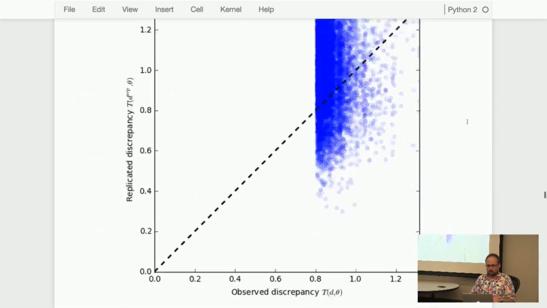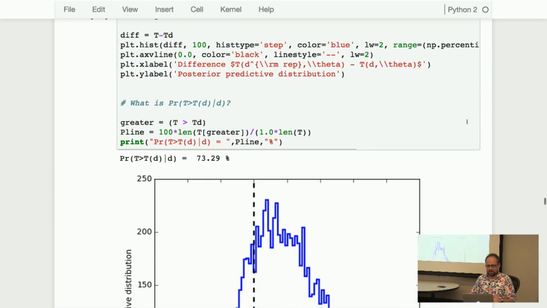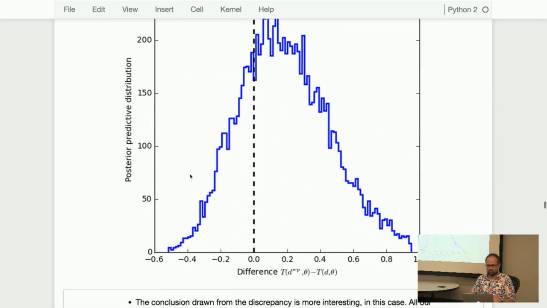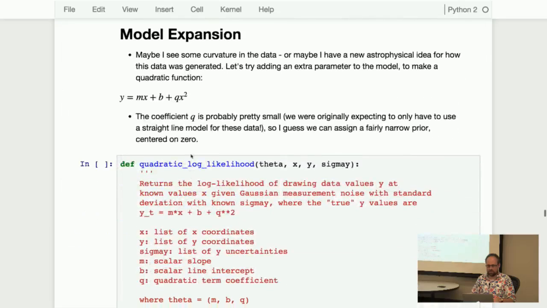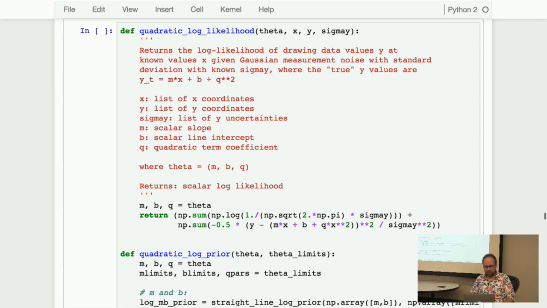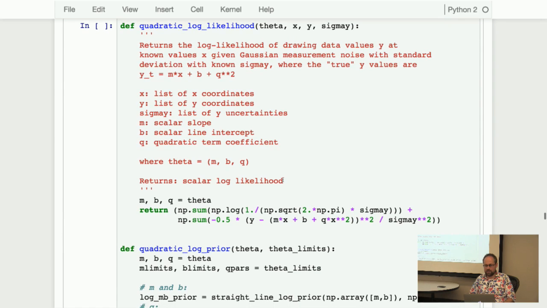Okay, so let's expand the model, because we think we see some curvature. At least Rutger did. So let's serve Rutger here. So the suggestion was to add a new parameter, make it a quadratic function with this extra parameter q, which is the coefficient of the quadratic term. So we have to write a new likelihood. I didn't redraw the PGM for you, sorry, but you can imagine what that looks like. Here's the quadratic log likelihood. You see how there's this extra term here in the predicted data.